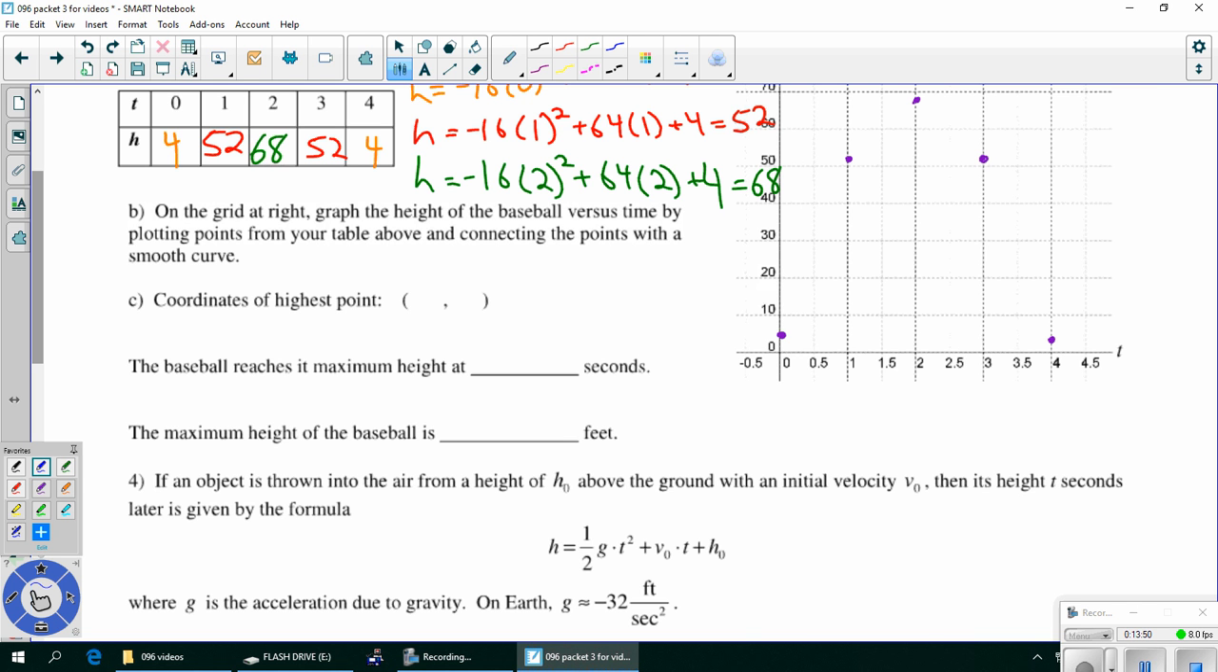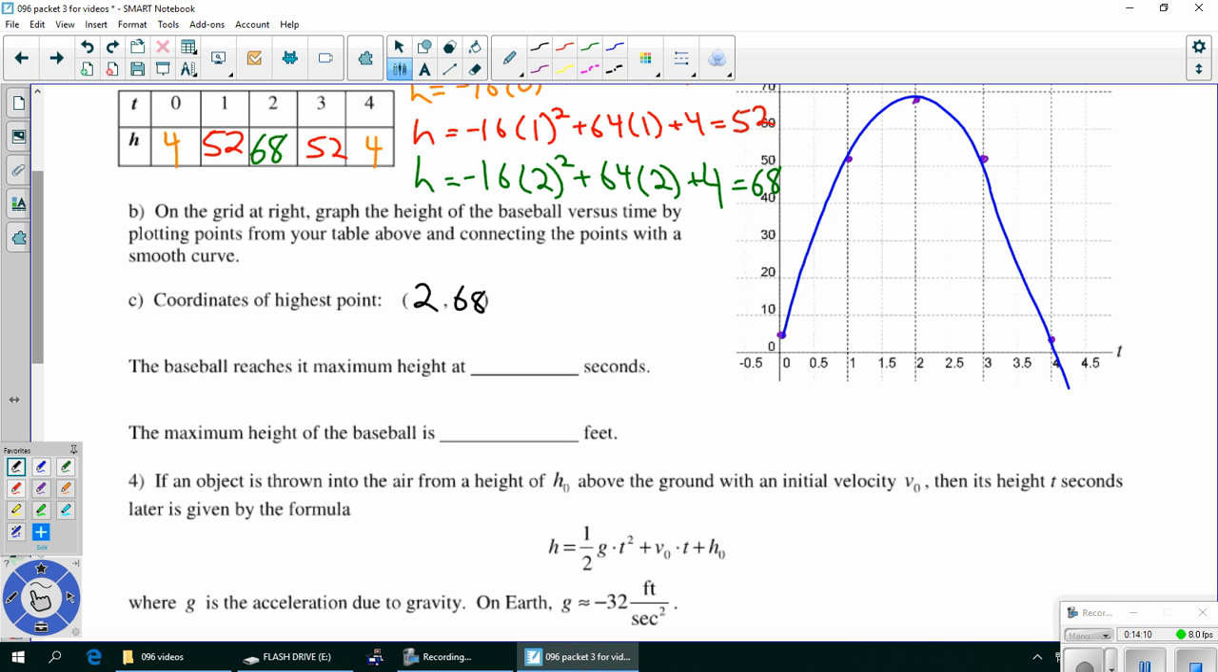We know this is going to be a parabola. It's got that t squared in it, and this is a downwards opening parabola because of the negative in front of the t squared. Okay, let's write the coordinates of the highest point. Well, it sure looks like the highest point is up there at 2, 68.